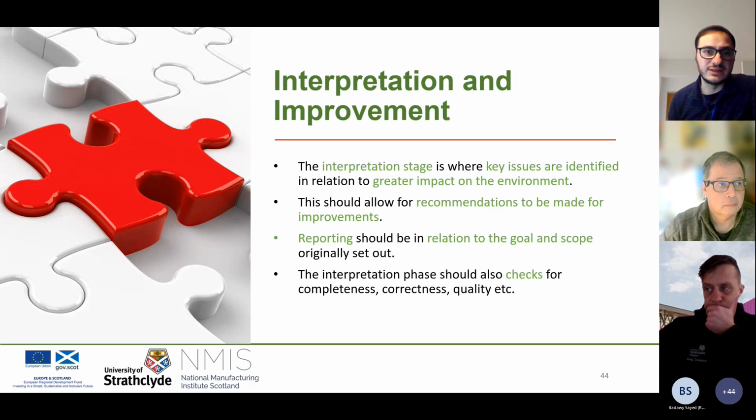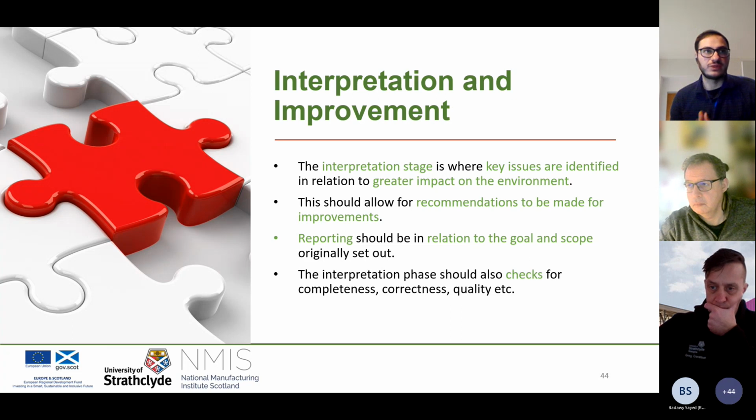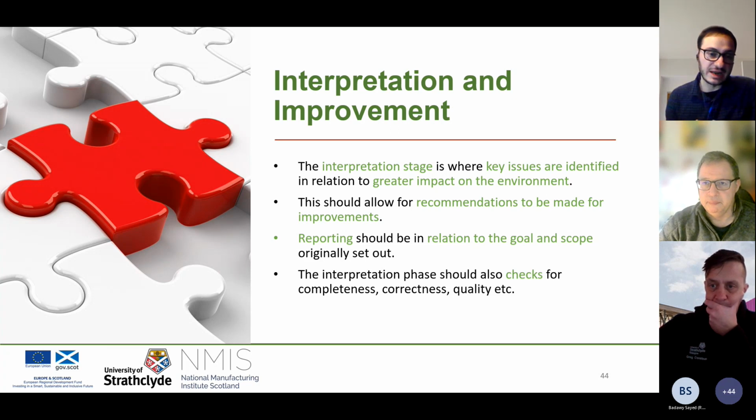And a key stage is the interpretation and improvement. The interpretation stage is where we identify key issues in relation to the greater impact of the environment. This should always allow for recommendations to be made for improvements. Reporting should always be in relation to the goal and scope that we originally have set out. So this is why this stage is in alignment with all the other stages, because when you do the LCA, you should always try to be in alignment with what was the original goal and what is the type of information you want to convey to your audience. And different audiences need different types of information.